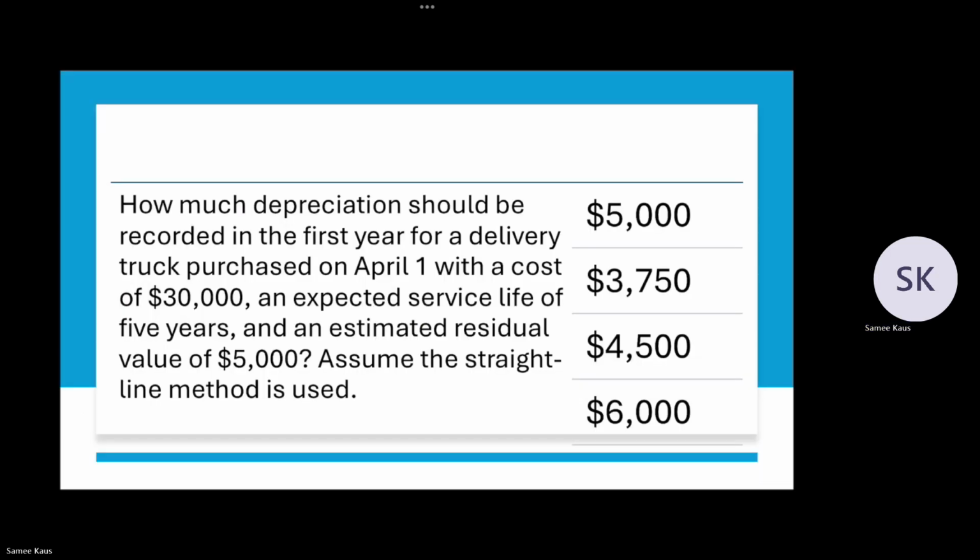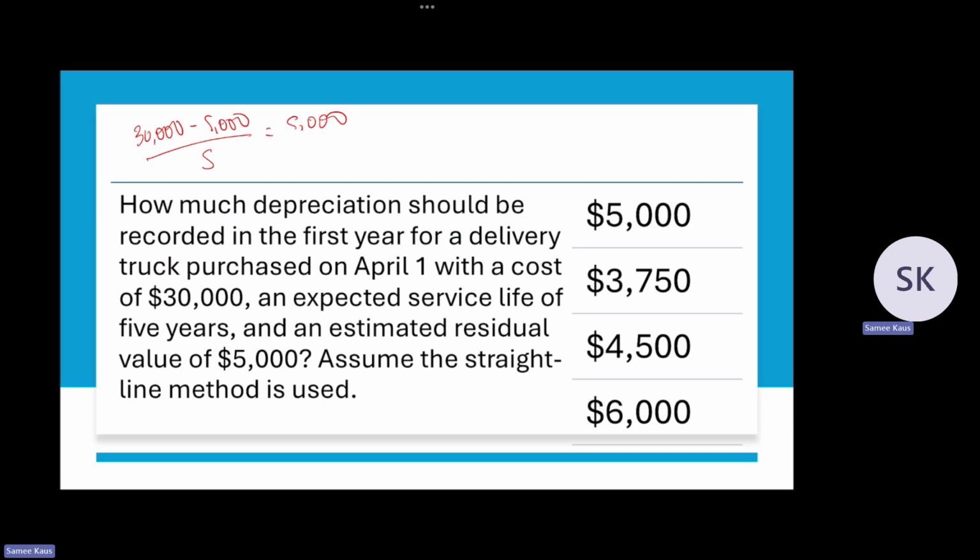So how much depreciation would be recorded in the first year for a delivery truck purchased on April 1st with a cost of 30,000, a life of 5 years and an estimated residual value of 5,000? Well, what's my annual depreciation expense? I have my 30,000 cost of my asset less my residual value divided by my estimated service life of 5 years. So I have a total amount of depreciation of 5,000.